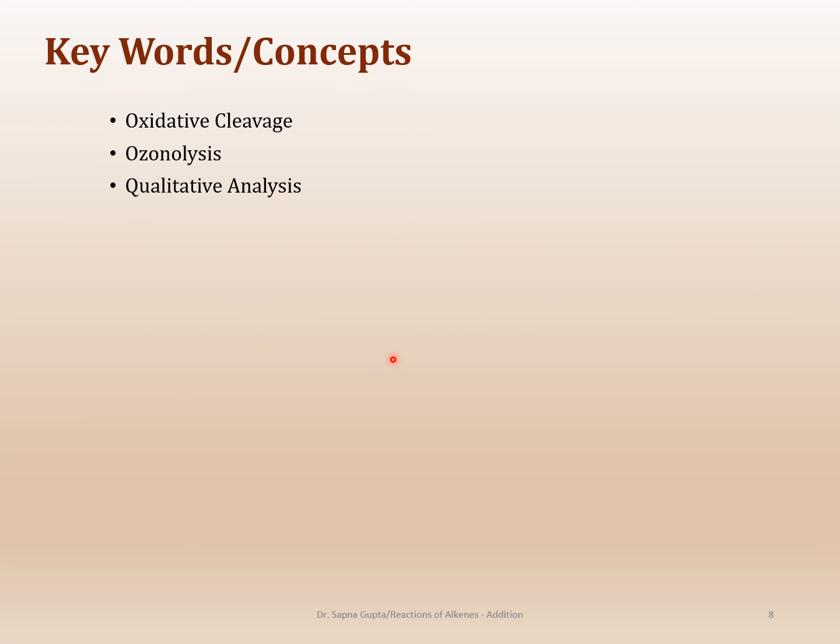So what are the keywords and concepts to take away? Of course, you should know the oxidative cleavages and the reagents that are responsible. So ozonolysis and KMnO4, those are the two common reagents you need. And then we talked about qual analysis just now. You should understand those too, because qual analysis may not be given by itself, but you use it in addition to some other information that's given to you.